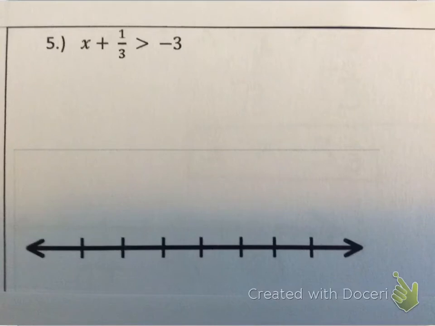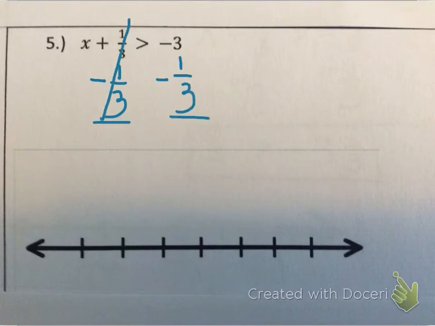Okay, so we want to get x all by itself. In order to get x by itself, we want to get rid of 1/3. This, in my opinion, is mental math. Whatever you do on one side, you do on the other. Okay, positive 1/3, negative 1/3, that cancels out. I'm left with x is greater than -3 minus 1/3. You have same signs, so you're going to add. Your answer is going to be negative, and what is 3 plus 1/3? That would be 3 and 1/3.